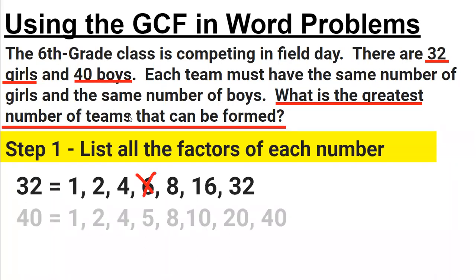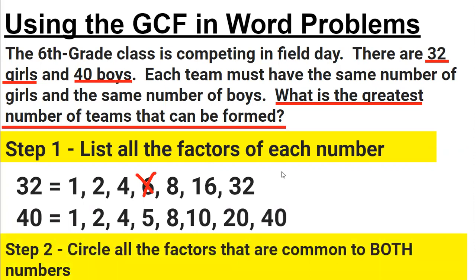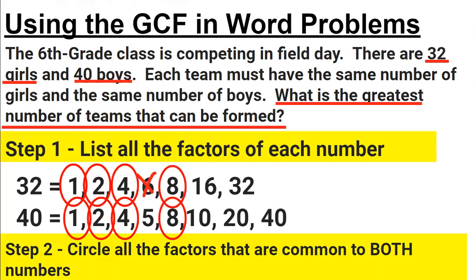Okay. And then for 40, you should have 1, 2, 4, 5, 8, 10, 20, and 40. Did you get all of those? Okay, good. Step 2 then is to circle all the factors that are common to both numbers. 1s, 2s, 4s, 8, and that's it, right? Exactly. Okay, clear my screen.